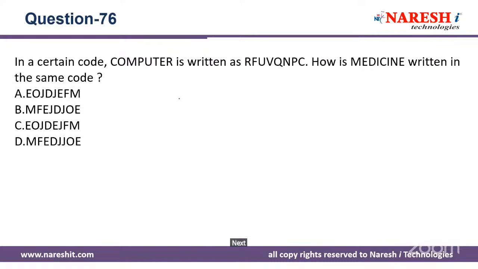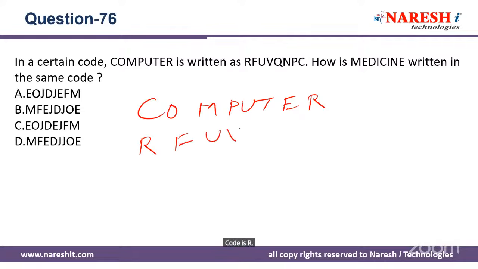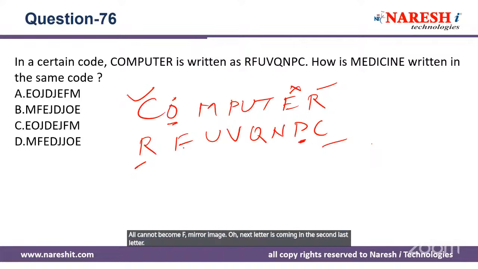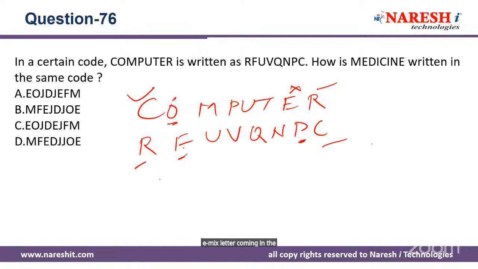Next one. COMPUTER code is R, F, U, V, Q, N, P, C. You can clearly see that the first letter is written at last and the last letter is written first. This is one thing. Second thing, O cannot become F, so it's not a mirror image. O's next letter is coming in the second last place. E's next letter is coming in the second place. So this is the pattern.